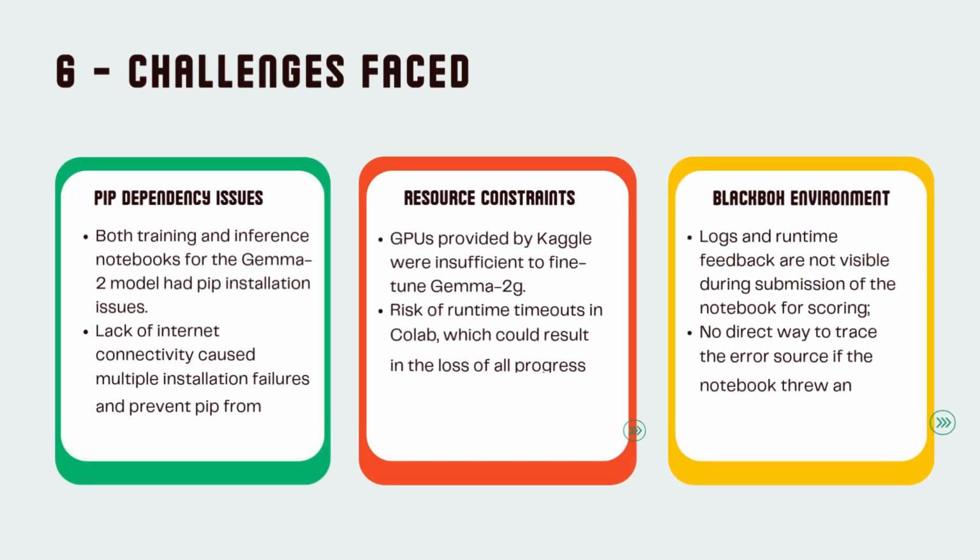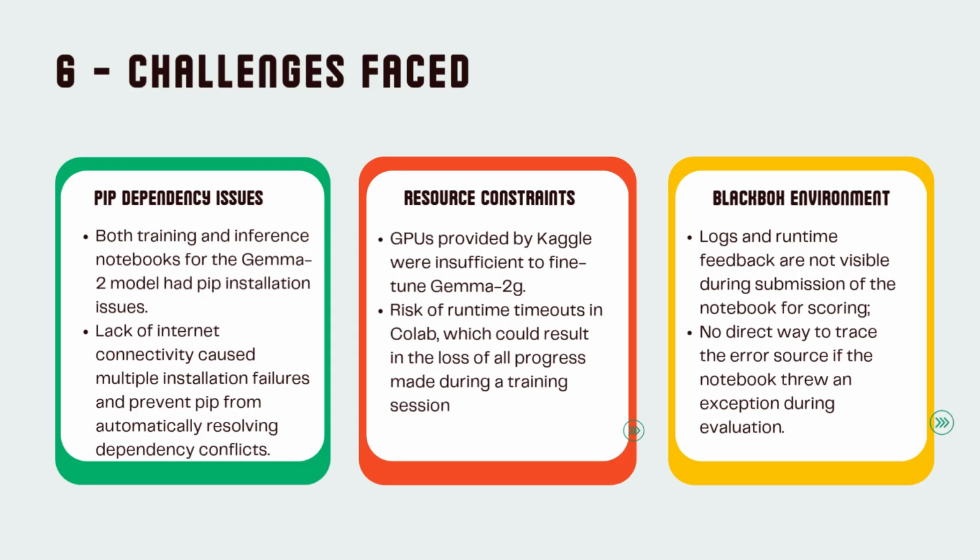One challenge we encountered is that, at first run of the notebook, you will discover that both the training and the inference notebook for the Gemma 2 model had issues related to pip resolution. In the inference notebook, Kaggle competition rules required that internet access be turned off during submission. As a result, the lack of internet connectivity caused multiple installation failures and prevented pip from automatically resolving dependency conflicts. So this required our manual intervention.